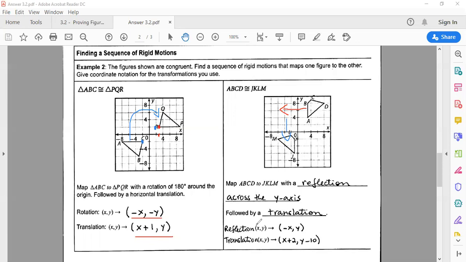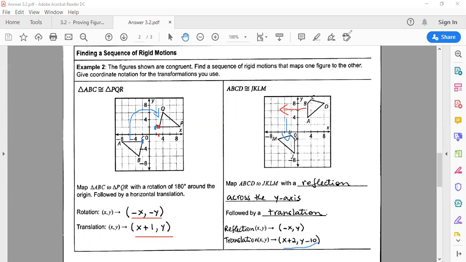And so the reflection rule here is (-x, y), which is the reflection across the y-axis. And then the translation is (x + 2, y - 10). So after I flip it, I have to translate it 2 units to the right and then down 10 units.